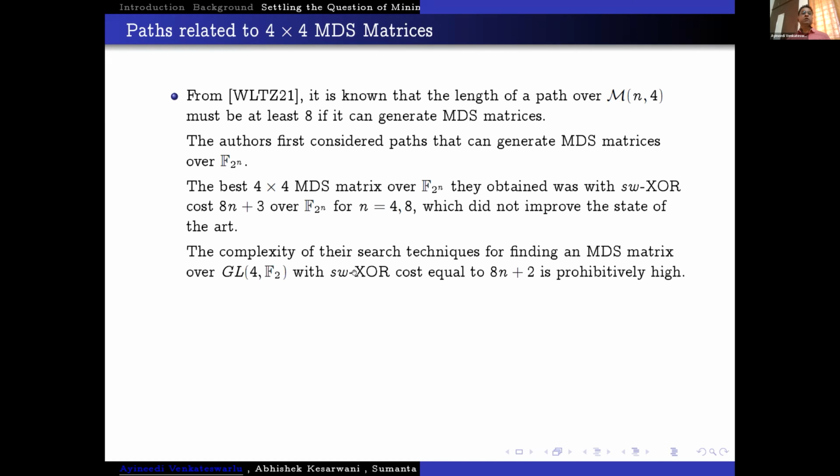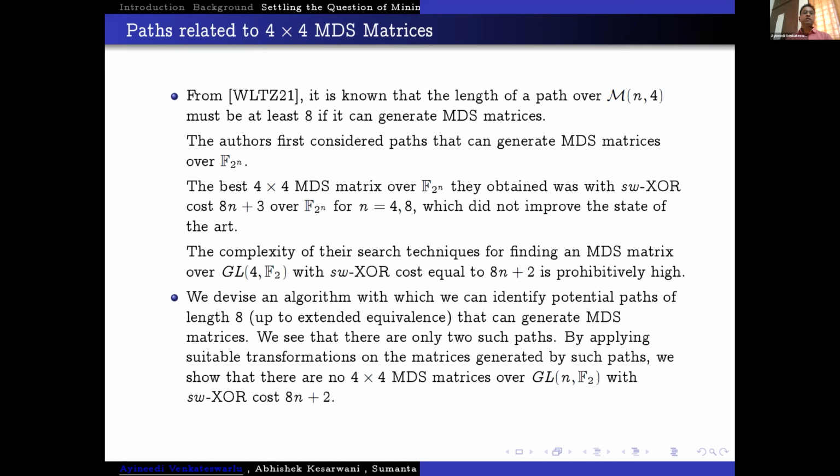Then they tried to search over GL4(F2) or GLn(F2). Their search complexity is huge, so they could not establish whether there exist matrices with cost less than or equal to 8n plus 2.